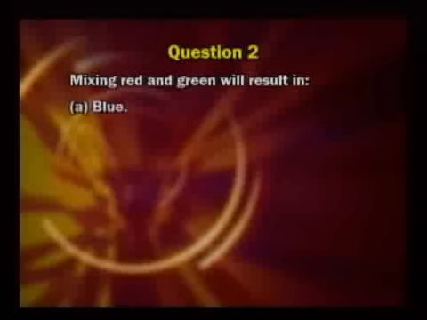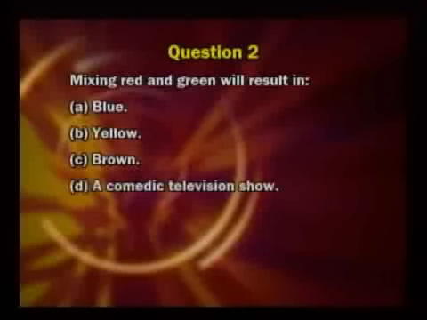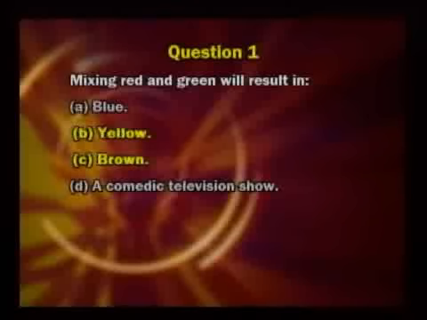Okay, moving on to question 2. Mixing red and green will result in A, blue, B, yellow, C, brown, D, a comedic television show. Brown, C. Okay, I'm hearing C and D. Correct answers are B and C. Because when you mix red and green light, you get yellow. Remember we looked at the diagram last week? You mix red and green pigments, you get a brown color. So, there we go.